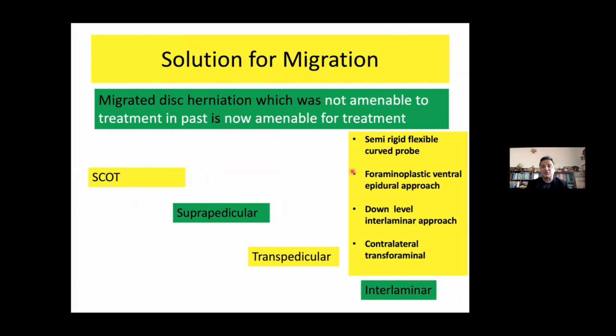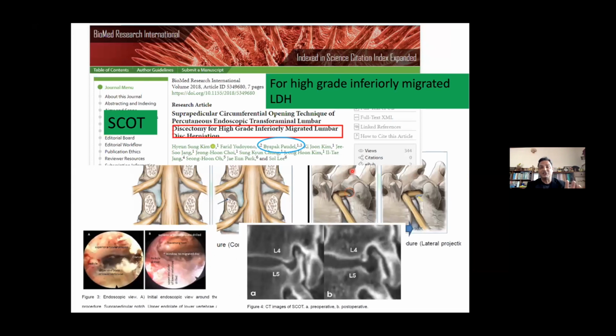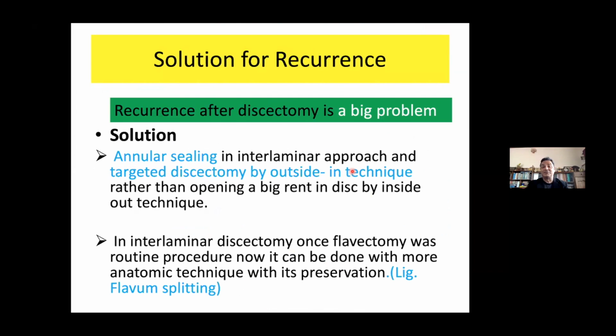And migration is also a problem. Migrated discs were unable to be treated in the past, but are now treatable because we have the S-cut technique, suprapedicular techniques, transpedicular technique, and interlaminar technique with the use of a semi-rigid flexible curved probe, foraminoplasty, ventral approach, down-level interlaminar approach, and contralateral foraminal approach. So depending on the instruments, approaches and techniques, we can manage these migrated discs as well. There is a lot of literature that supports that. I've already said the S-cut is used for high-grade inferior migration. It was recently published.